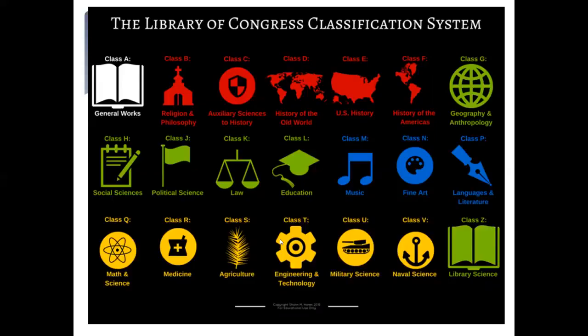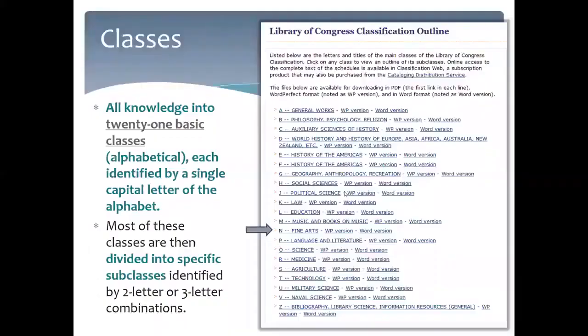Now, one thing you may notice, especially looking at this graphic, is A is general works. So we start with general works, and what do we end with? Library science. So we go from general works all the way to library science, which I think is a lovely way of organizing the world of knowledge, right? We are the end of the book. It starts with general works, and then library science is the last chapter in the book, which I like. I've always found that pleasing when you think about it that way.